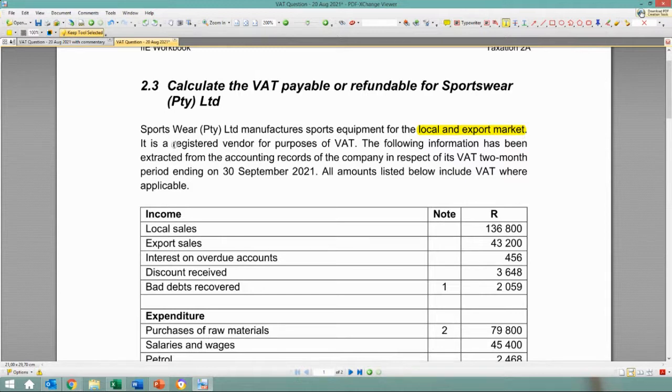We are a registered vendor for VAT purposes, and the following information has been extracted from the accounting records. They've given you 2 months' worth of information. All amounts listed are inclusive of VAT. So you had to already see it includes VAT. That's the first thing you need to note: yes, it has VAT in there, but they tell you where applicable. So if it's zero-rated or an exempt supply, there would not be VAT in it.